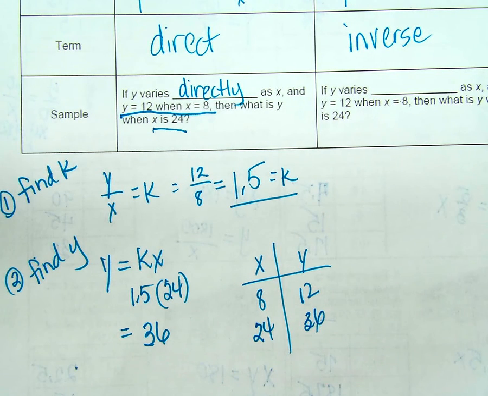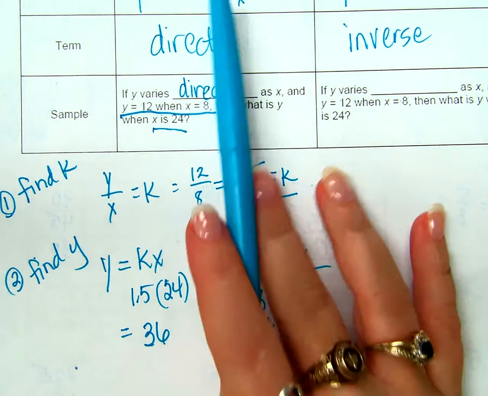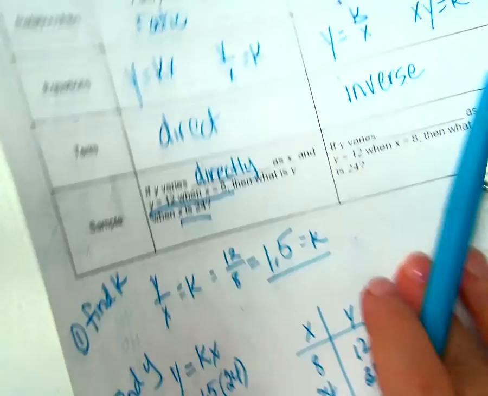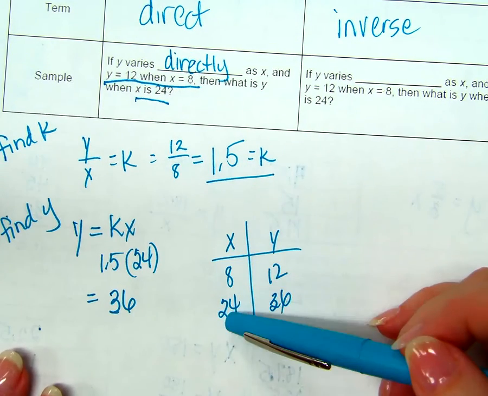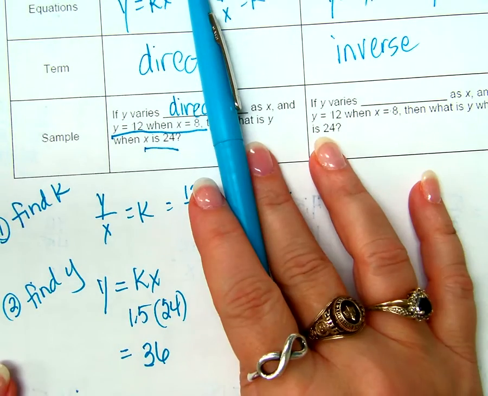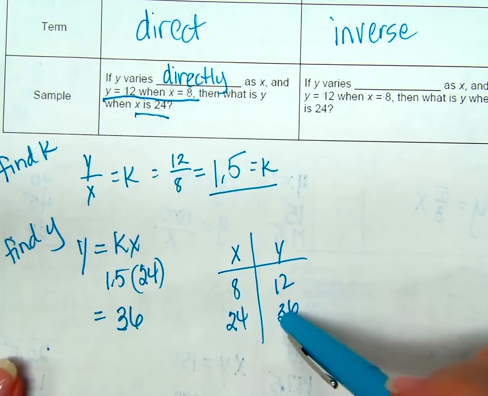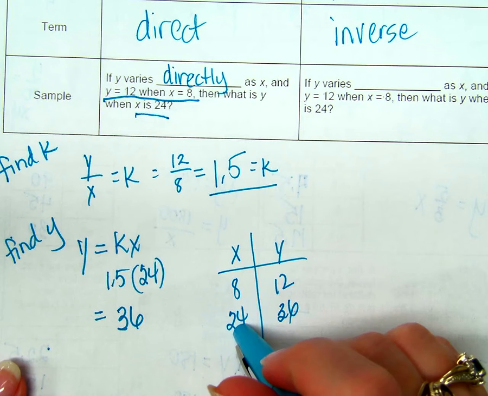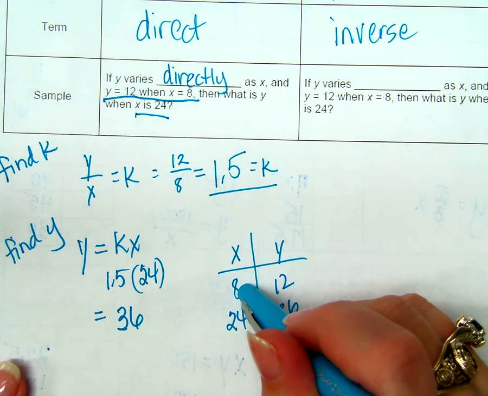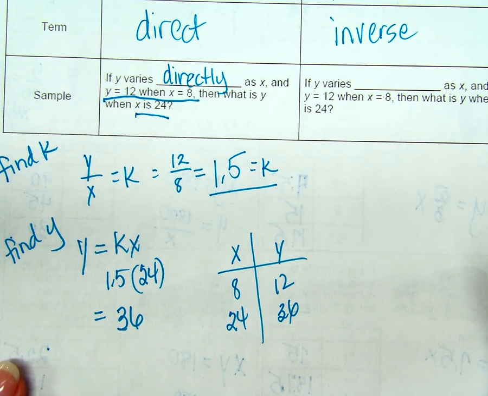Does that make sense? What's supposed to happen in direct variation with the table? They're both supposed to increase, right? Is X increasing? Is Y increasing? Good. Do they have a common ratio? What's 36 divided by 24? It's 1.5. What's 12 divided by 8? So do they have a common ratio? Yes, so this is direct variation.